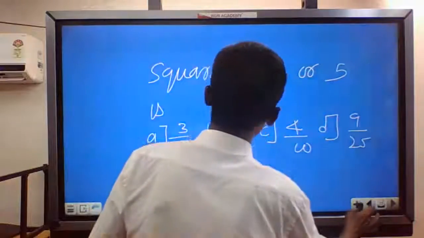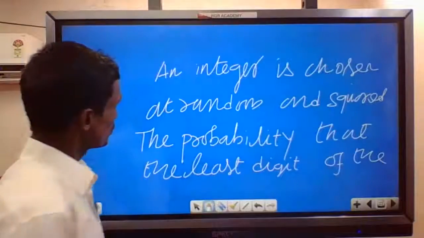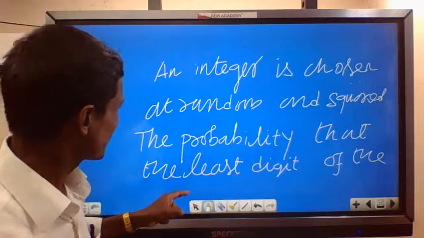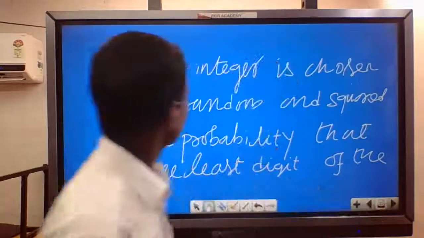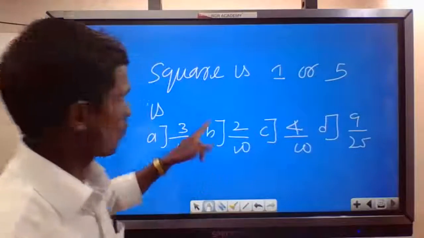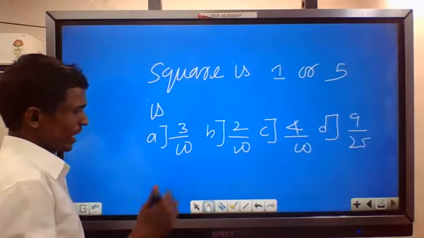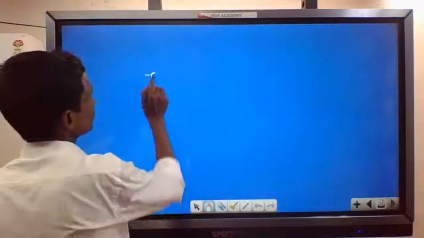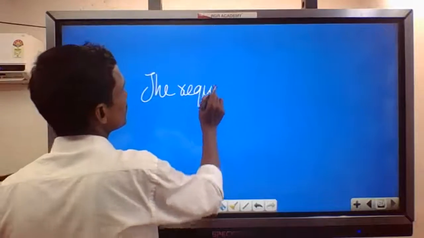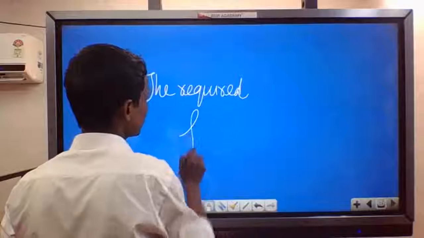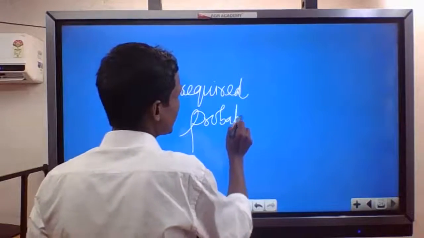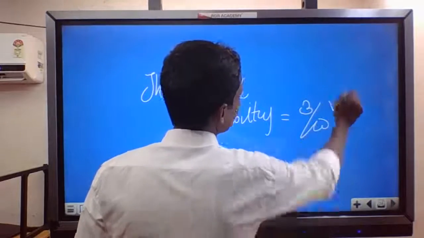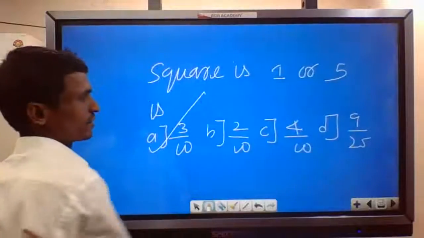So once again I read the problem. An integer is chosen at random and squared. The probability that the least digit of the square is 1 or 5, the required probability, is equal to 3 divided by 10. What is the option here? The first option.